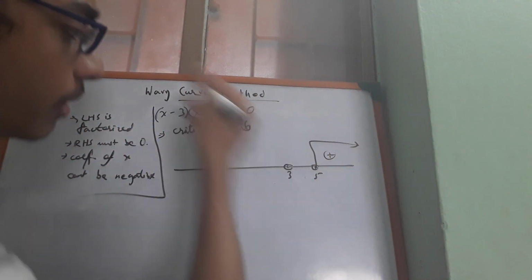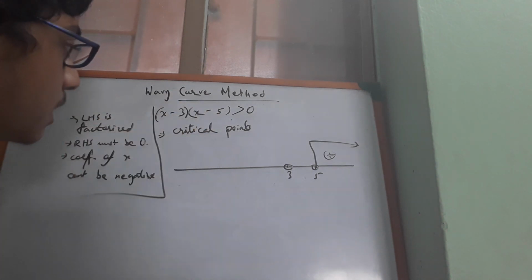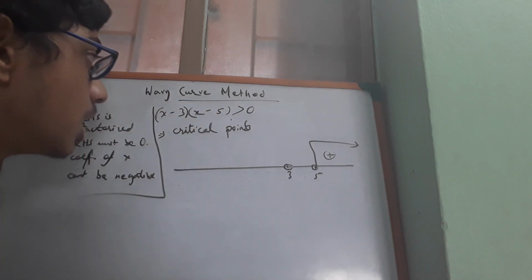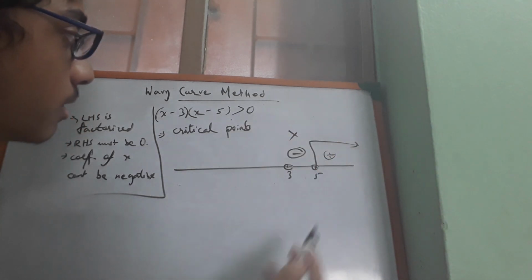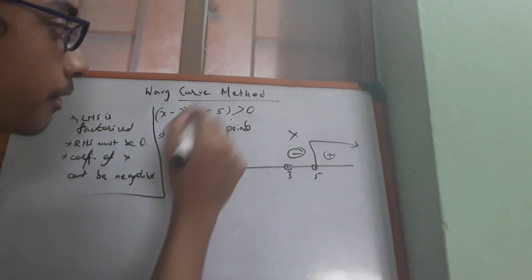And between 3 and 5, let's choose 4. 4 minus 3 is a positive number, but 4 minus 5 is a negative number. So positive times negative will give a negative number. So we should not choose this region, because all the values here are negative, which is less than 0, but we need greater than 0.